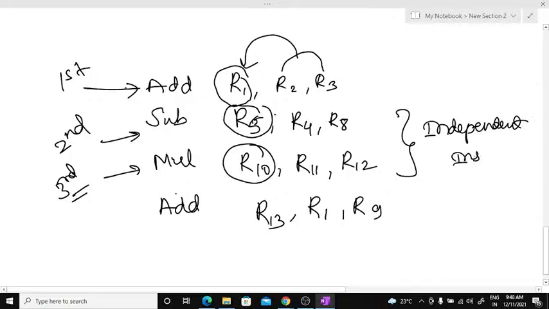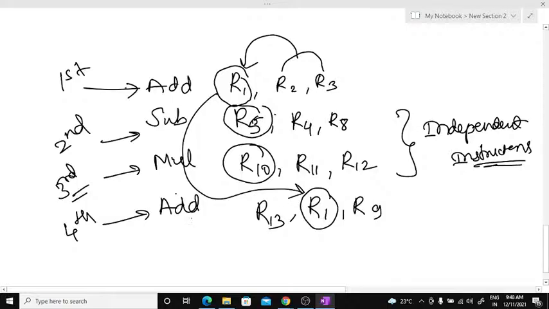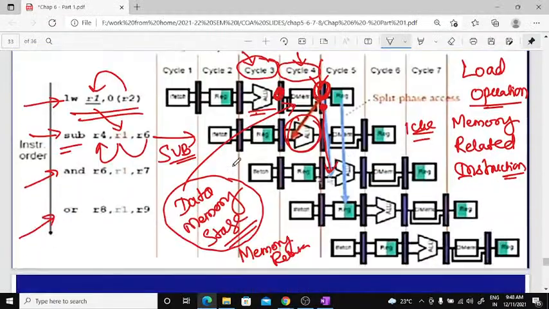Independent instructions. Okay, here is the fourth, but here the dependency is there, this particular R1 value. Normally it is the fourth instruction. So the fourth instruction means what? It won't create any problem.